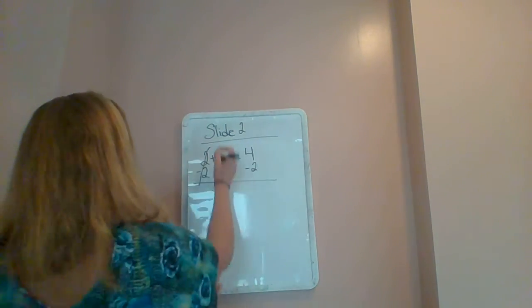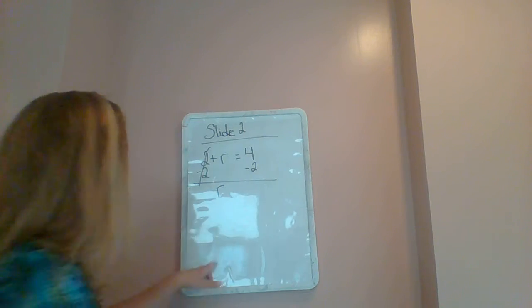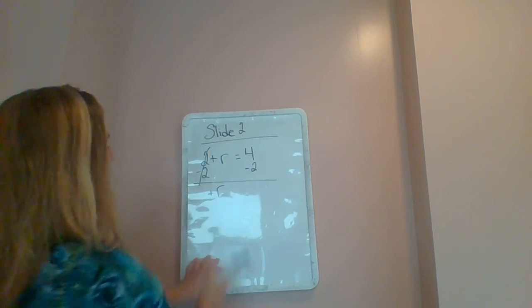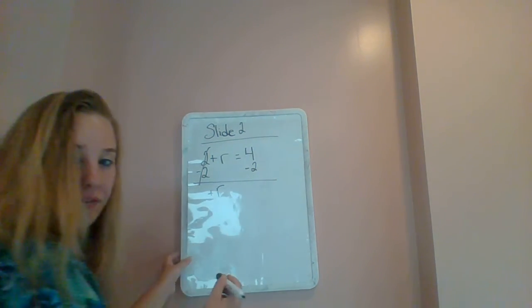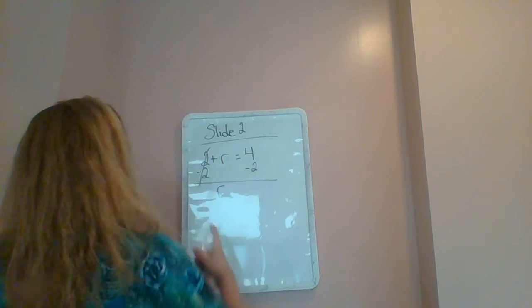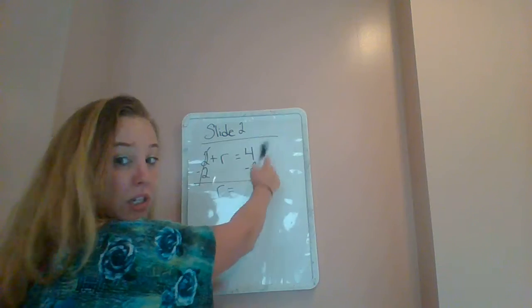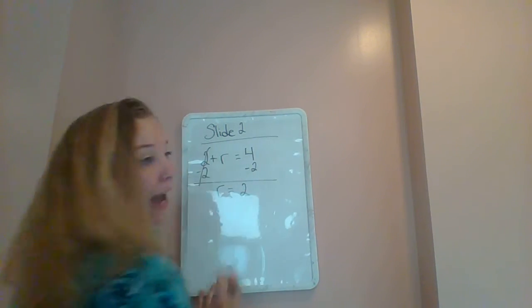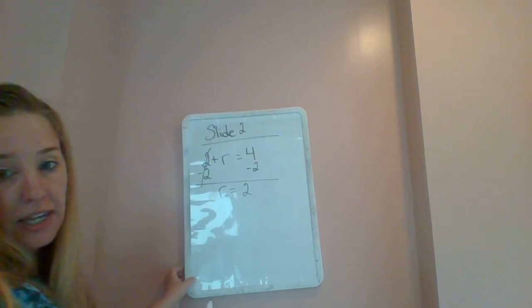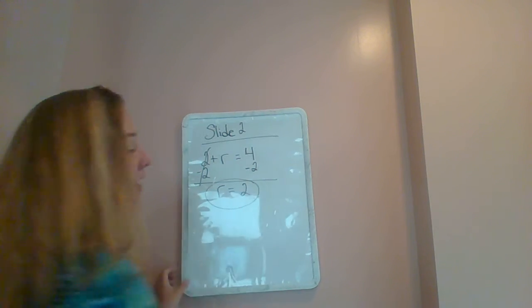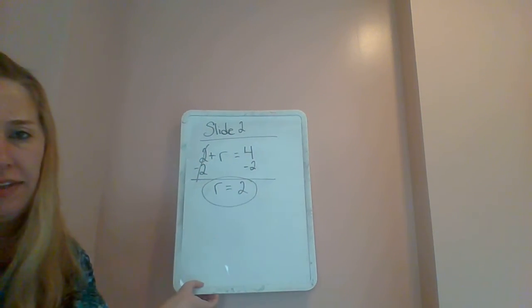No more, right? This r comes down. And sure, you could put the plus, but it's kind of pointless because we finally have just our r. So r equals, now 4 minus 2 is 2. And our variable is isolated. We have r equals 2. And that's how that's done.